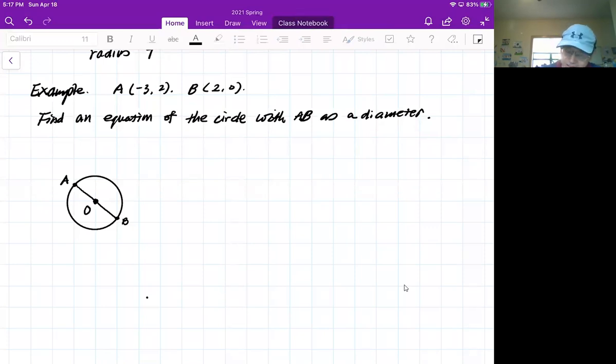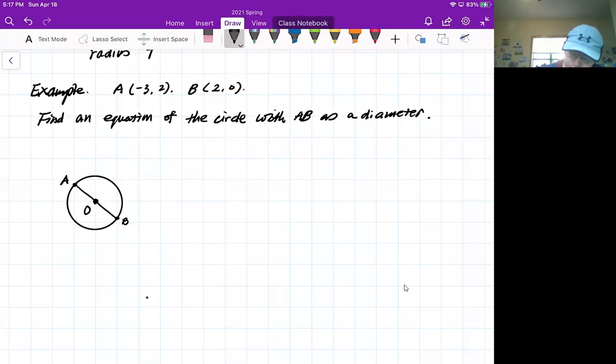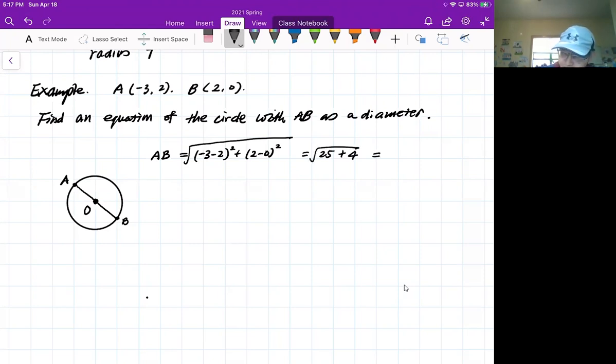Well, we can do it together. I think we don't have much time left, so just do that. Suppose AB, so I'm going to have -3 minus 2, take a square, 2 minus 0, take a square, all right? So I get 25 plus 4, so this is 29. I can get the square root, right? That's easy.